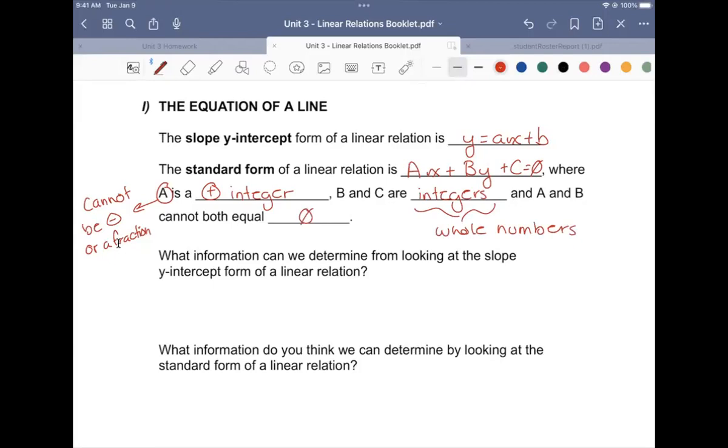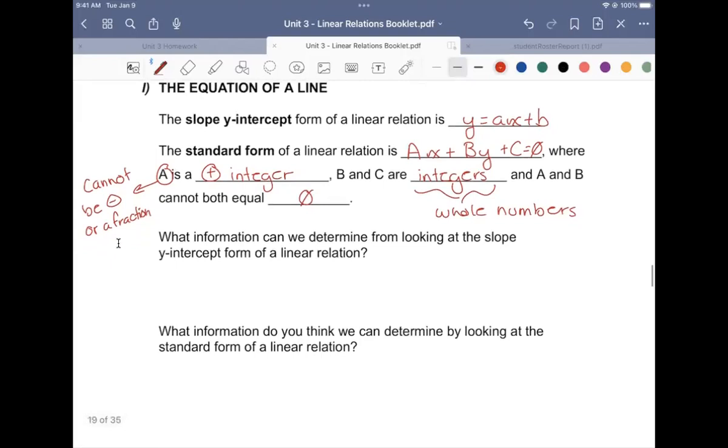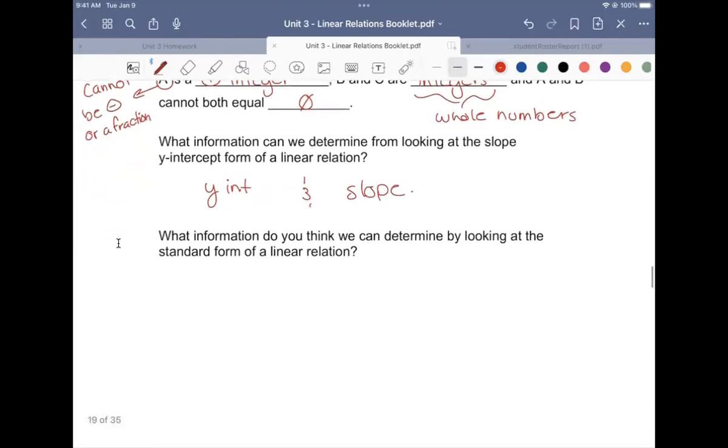So when we take a look at this, remember that from the slope y-intercept form of an equation, we can gather our y-intercept and slope. That's what it tells us. What I want you to think a little bit about is what information can you determine by looking at the standard form of a linear relation. We are going to start discussing that today, so we're not going to write anything down there yet, but I want you to take a moment to try and think about what that might be, knowing what that looks like.